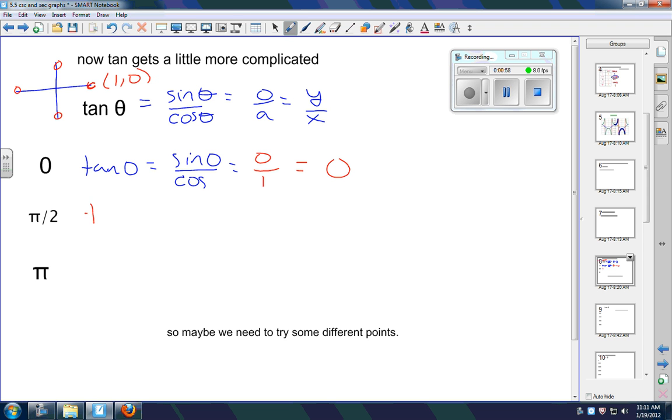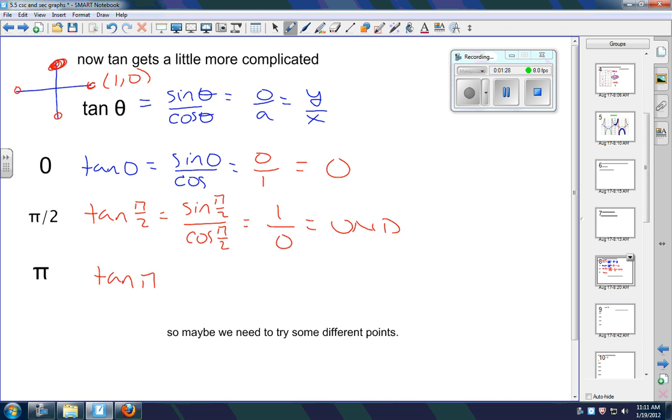If we try and do a pi over 2 now, so we've got tangent of pi over 2. It's going to be sine of pi over 2 over cosine of pi over 2. So we come up here. Sine up there is a 1, cosine is a 0, so that's an undefined. So tangents are going to have asymptotes, but we're going to need some other good points.